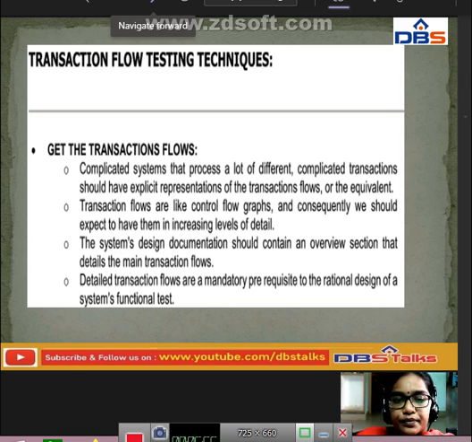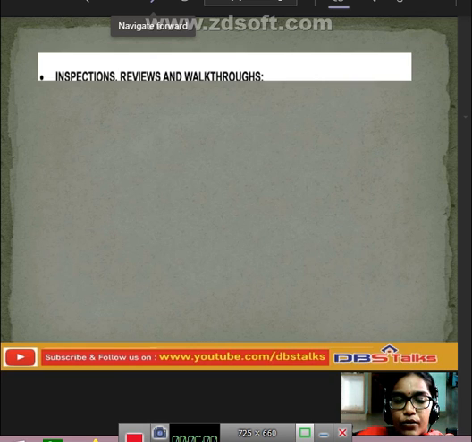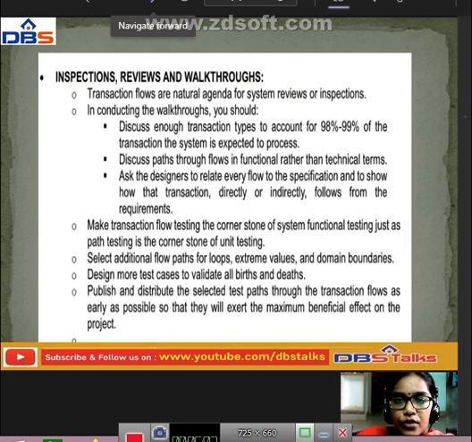Next one. What are the inspections, reviews, and walkthroughs in this particular flow of transaction flows? Whenever you are performing the transaction flow, what are the inspections, what are the reviews, and what are the walkthroughs that we are going to apply there?